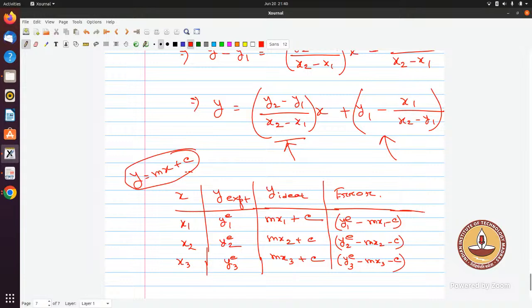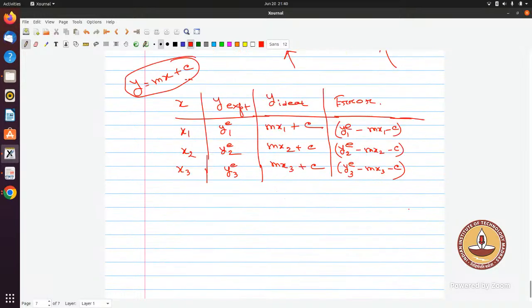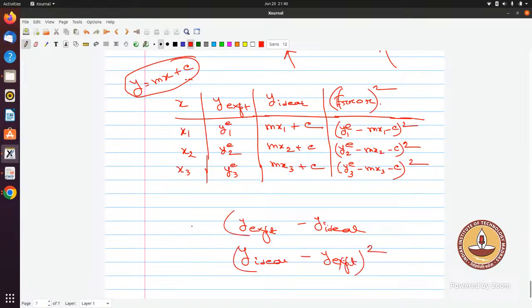Correct? Now, what does sum square error mean? You have to take the error square. So what will the error squares give? These squares. So if I take right here itself, the error square. Once I am doing the square, it does not matter if I take experimental minus ideal or ideal minus experimental. Whatever direction I take, if I am doing square, both of them will give me the same value.